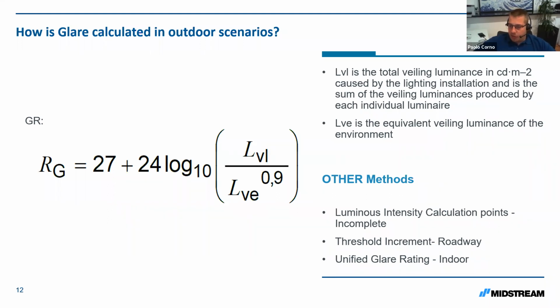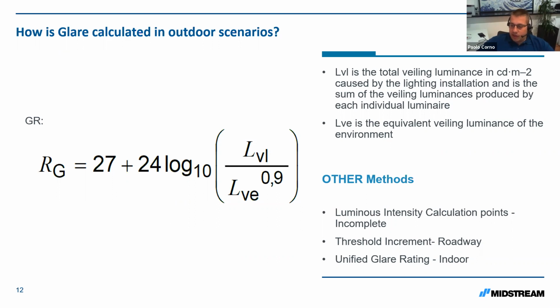There are other methods you probably heard of for glare calculations. One would be the luminous intensity calculation points, which is sometimes used as a sole parameter in lighting calculations, which I deem to be very incorrect, because this would only take into account the luminance of the light source from a certain point, which is good only to compare results while you're doing the work, but it does not give you a general idea of what the glare would be.